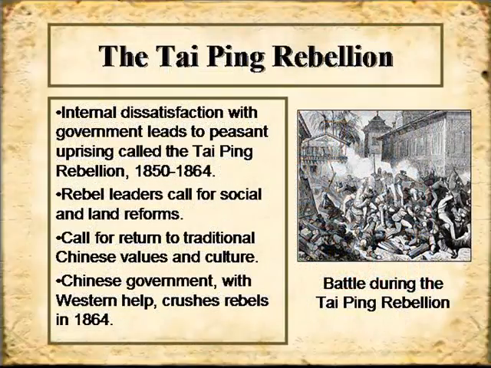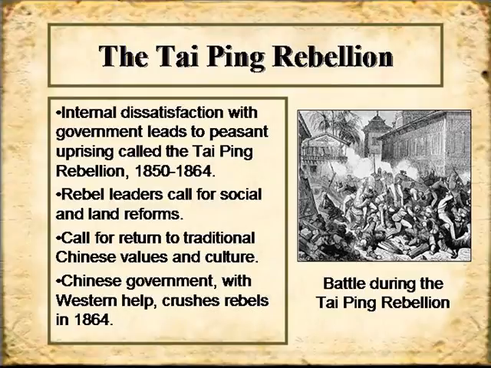At that same point, we also have a rebellion going on in China, and this is more Chinese fighting Chinese. It's almost a civil war type thing called the Taiping Rebellion. And we have internal dissatisfaction, so unhappiness with the government leads to the peasants, as we talked about before, that are upset, uprising in the Taiping Rebellion of 1850 to 1864.